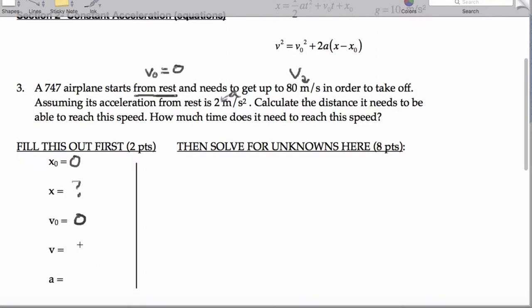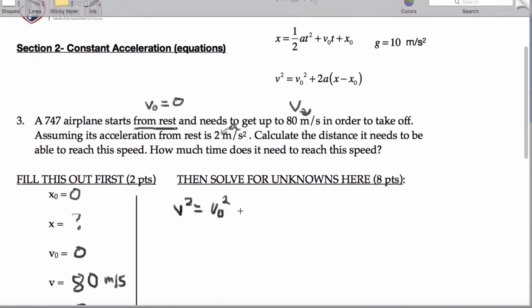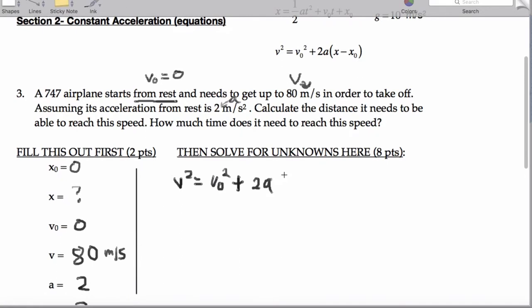So filling this in, that's supposed to be an arrow, by the way. 80 meters per second, and we have an acceleration of 2. We don't know the time. So first it says calculate the distance it needs to reach the speed. And if you notice, since we don't have the time, it's most useful for me to use the formula of the 3 up here that doesn't contain time in it in order to get the answer.